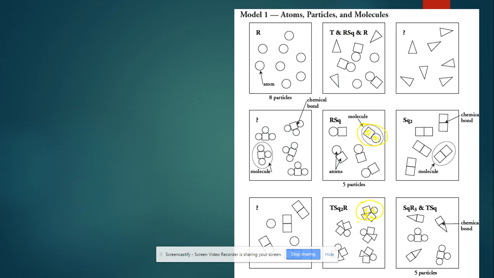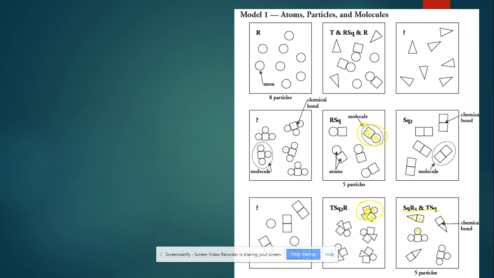Sorry, I lost my place on the paper. 2B, how many square SQ atoms are there? There are two. We have one square, two squares. All right, moving on to question number three. Locate the drawing labeled SQR3 and TSQ. It's asking us how many different kinds of atoms we have. Of course, we have triangles, squares, rounds. Well, there's squares again, there's rounds again, triangles again. So you have three different kinds of atoms.